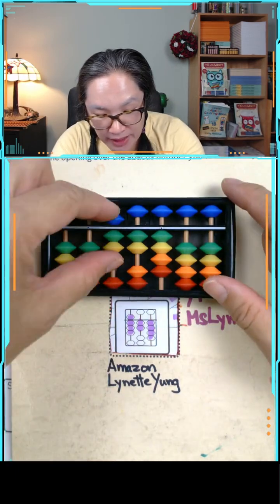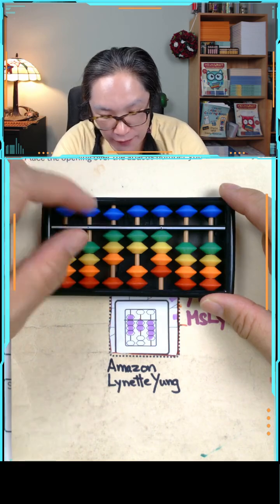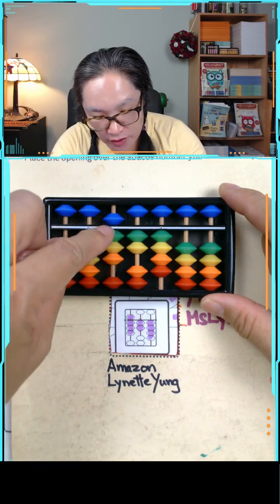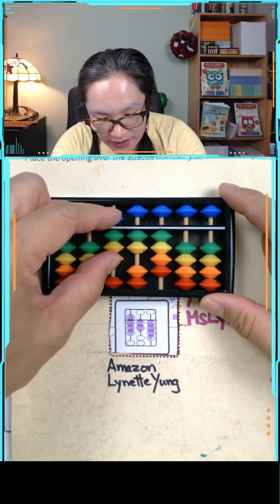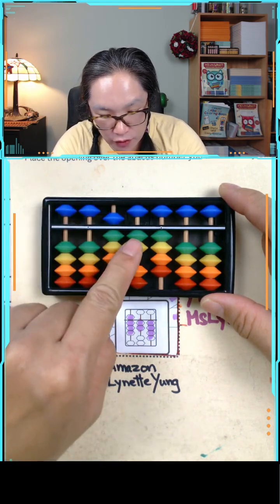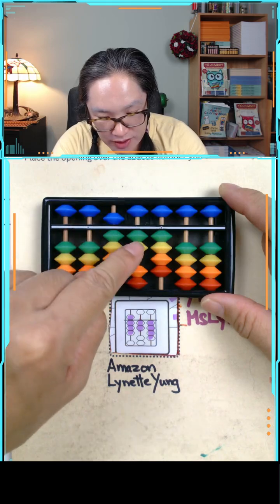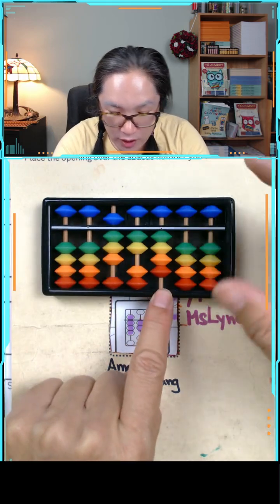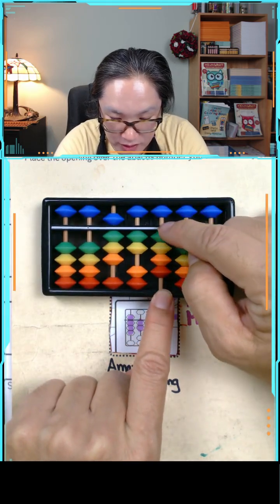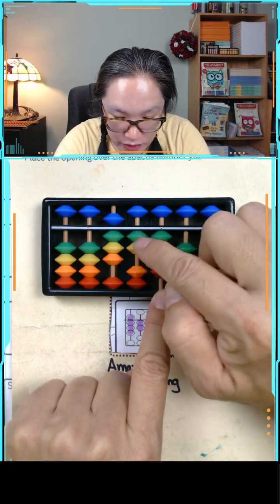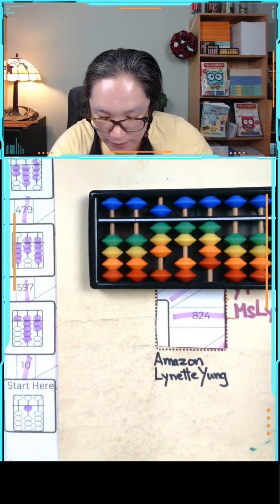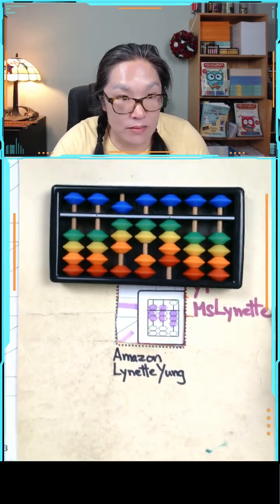Well done. 800. And the top is a value of 5. The bottom is a value of 1. So there's 3 ones. So 3 plus 5 is equal to 8. We have 2. The top bead is not counted, so that's why it's 2. We have 4. Again, the top bead is not counted, so this is why it's 4. So we have 824. Well done.